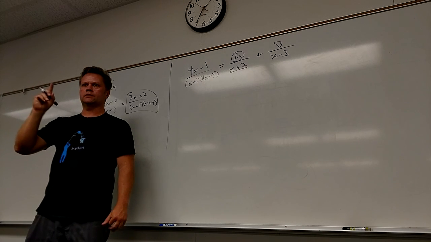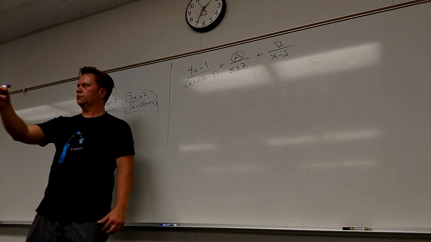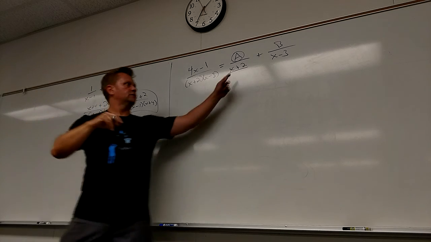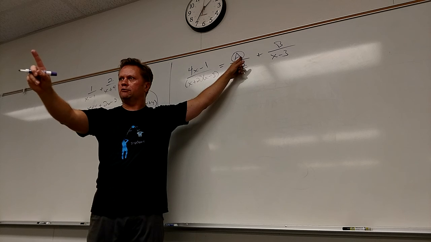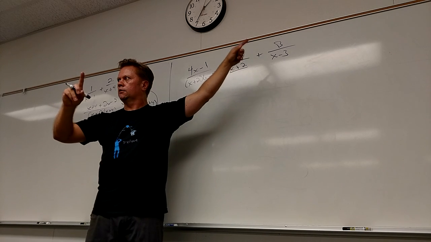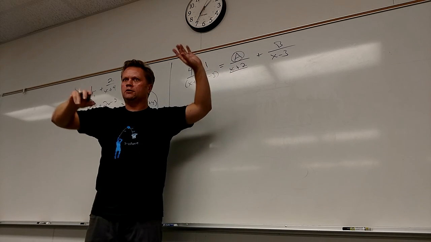You see how the top is constant, the bottom's linear. That's off by a degree. If the bottom was x squared plus 2, the top would have to be the most general first degree, which would be ax plus b. You always have to be off by a degree.